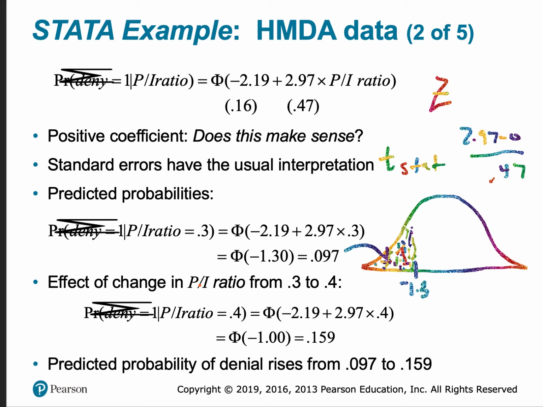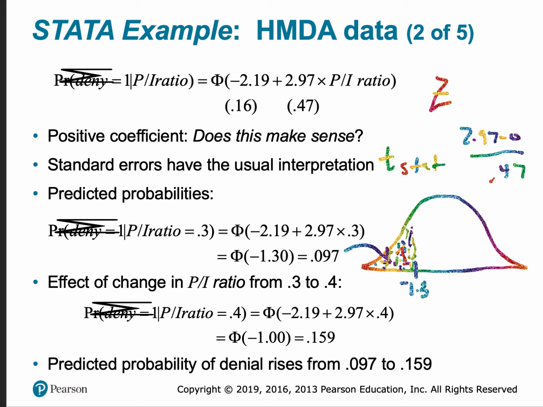What about a change in the payment to income ratio from 0.3 to 0.4? Well, let's calculate the probability that an application is denied given a payment to income ratio of 0.4. We find that that is 0.159. So the probability of denial rises from 0.097 to 0.159.